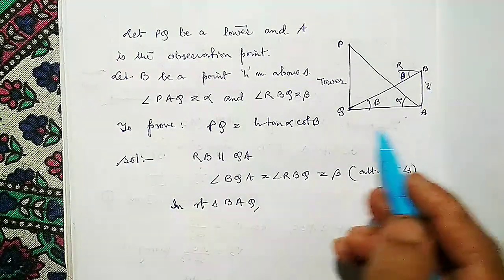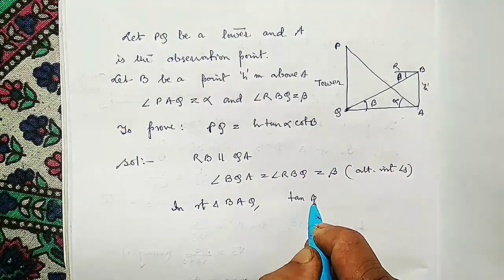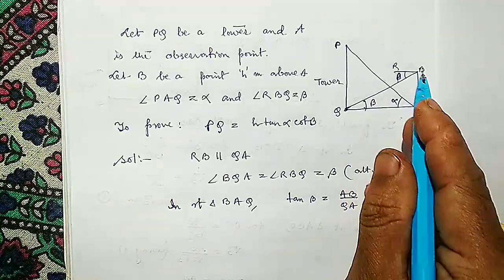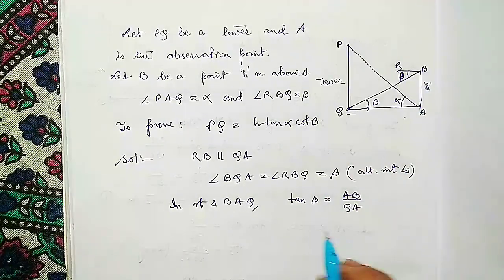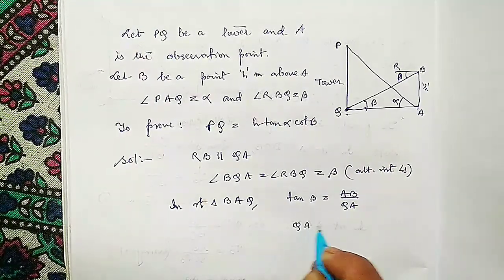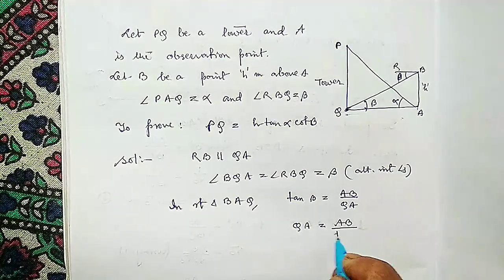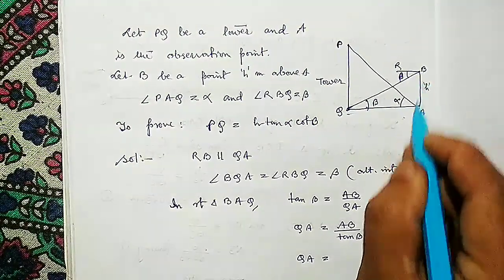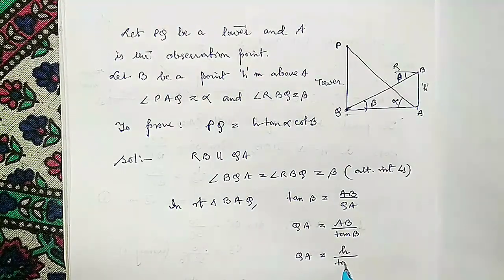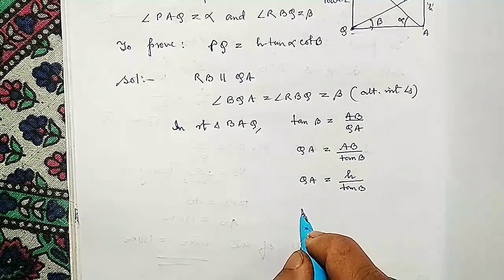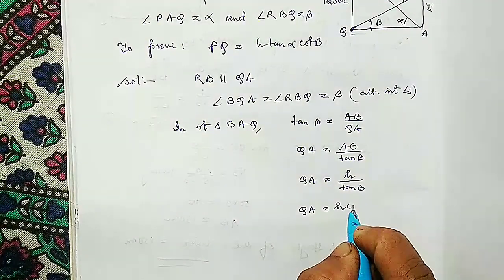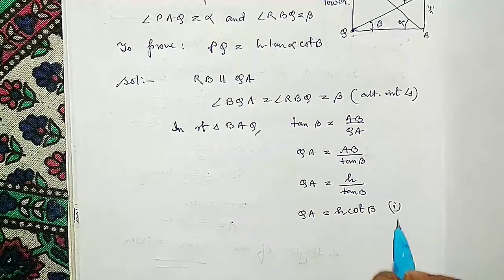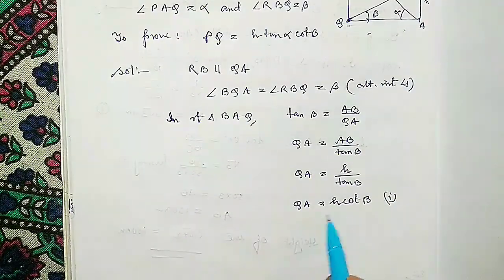Now in right triangle BAQ, tan of beta equals AB by QA, because tan beta will be perpendicular by base, that is AB by AQ. So we can write QA equals AB by tan beta. So QA equals AB, as given in the question, it is h by tan beta. So we can write QA equal to h cot beta. Let it be equation number 1. So from triangle BAQ, we got QA equal to h cot beta.